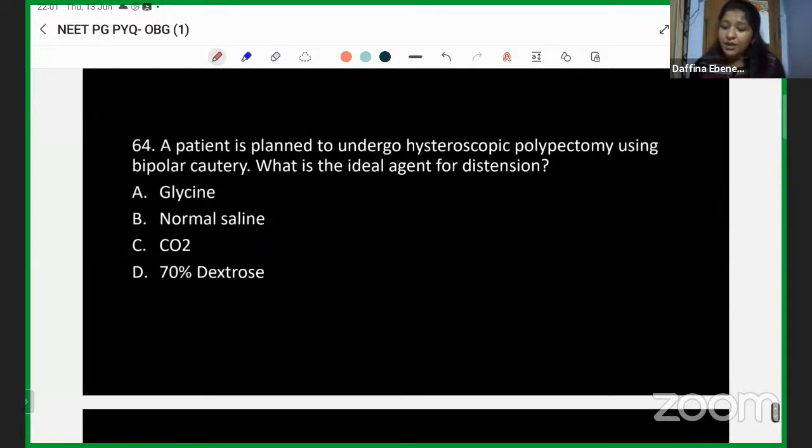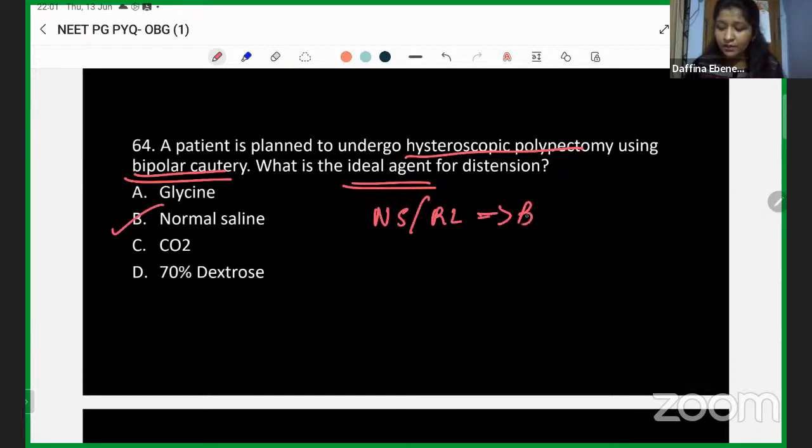A patient is planned to undergo hysteroscopic polypectomy using bipolar cautery. What is the ideal agent for distension? Hysteroscopy using bipolar cautery. What is the ideal agent? You use an isotonic fluid. Example for isotonic fluid in this is normal saline. So you can either use normal saline or Ringer lactate if it is a bipolar cautery.